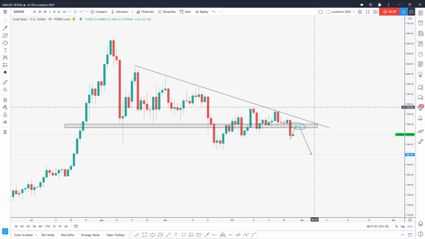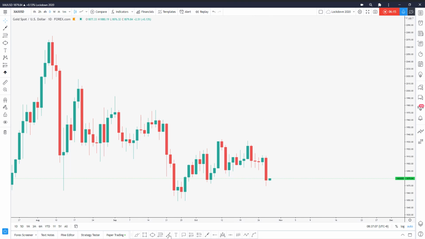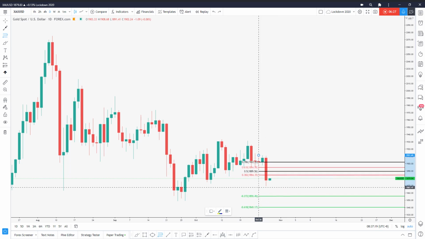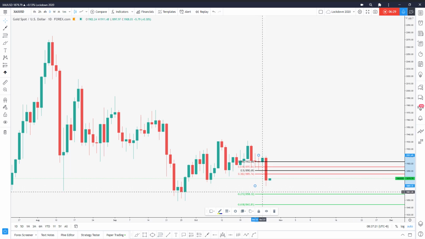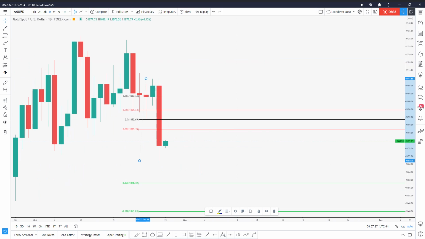We can expect the market to respect this as well. If you take your Fibonacci from the high of this impulse to the low of the impulse, you'll be able to see the nice information that the Fibonacci would give you. You can see that the market has not yet retraced to any of the Fibonacci levels.